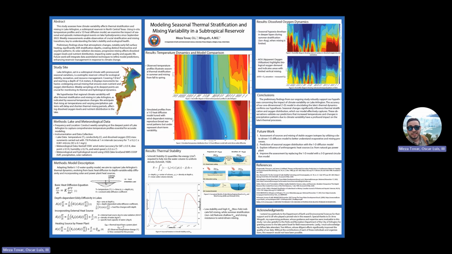Now for thermal stability. We use Schmidt stability and H-crit to assess the lake's resistance to mixing. High H-crit and low stability in winter suggest full vertical mixing. In contrast, summer stratification shows shallow H-crit and strong resistance to mixing.